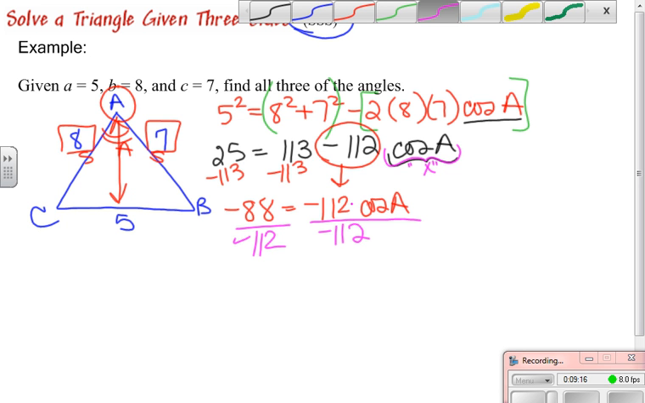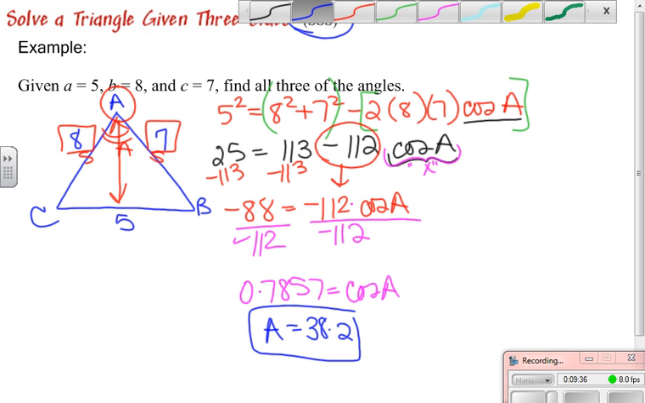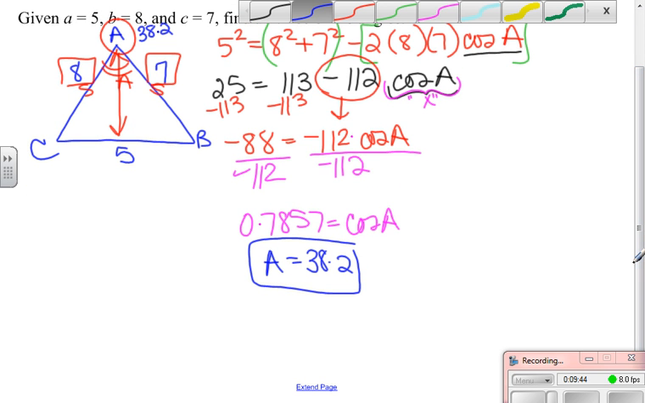And so I end up with 0.7857 is equal to the cosine of A. Again, you'll know you're wrong if that cosine value is greater than 1. It cannot be. It can never be. Go ahead and take the inverse of that, and I end up with A being 38.2. Once I know that A is 38.2, I have enough information to switch over to the law of sines to keep working my problem. So then I can say any angle I want.